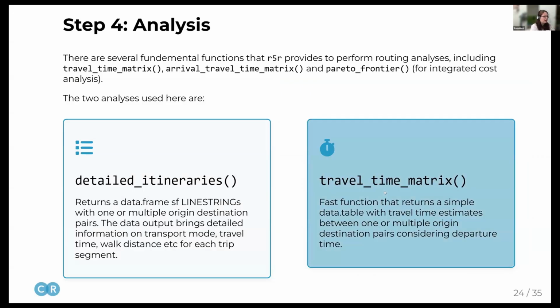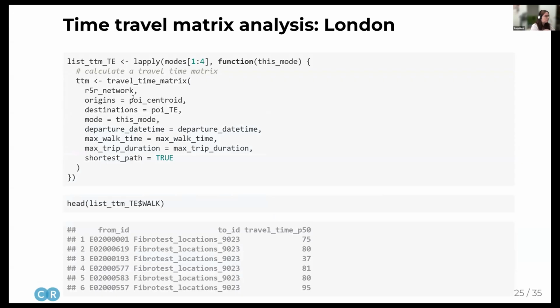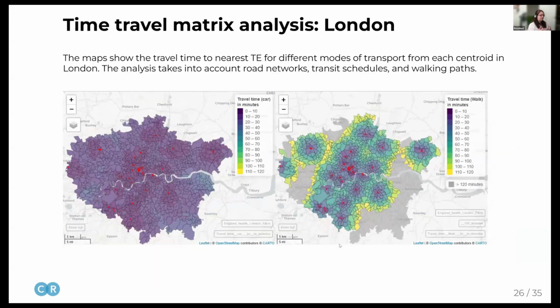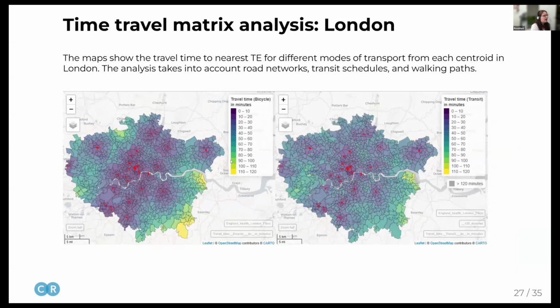The faster method is using travel time matrix, which essentially uses all points of origins and all destinations. It will just return a from and to, and just return the travel times. But you can see how these can then be plotted. If you've got the car, you can see everything is pretty much within half an hour. If you're walking, then the story is very different. And then you've got your bicycle and your transit. So you can see how the accessibility in London can be measured for different modes of transport.